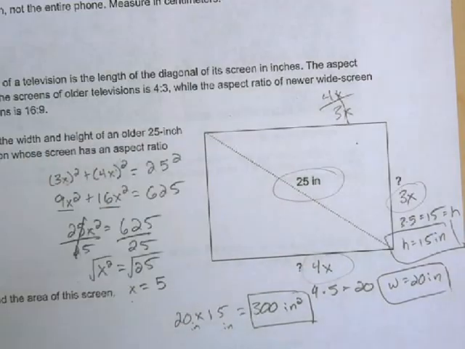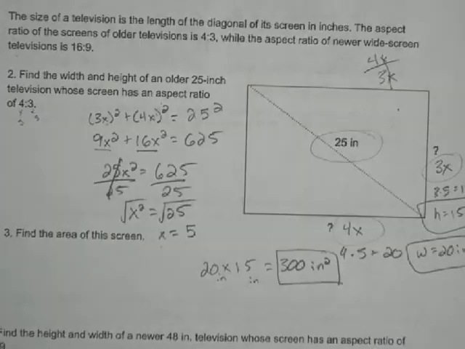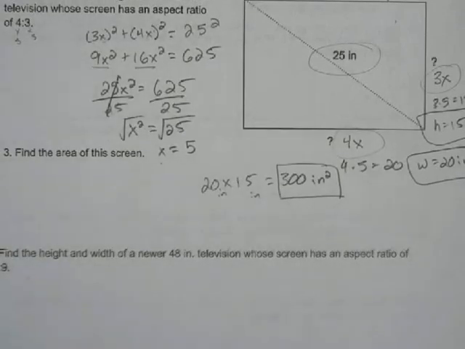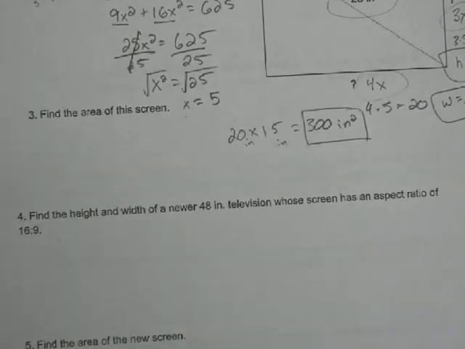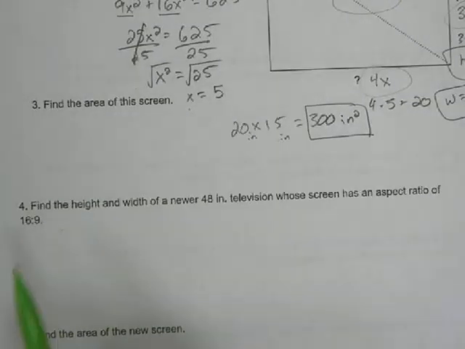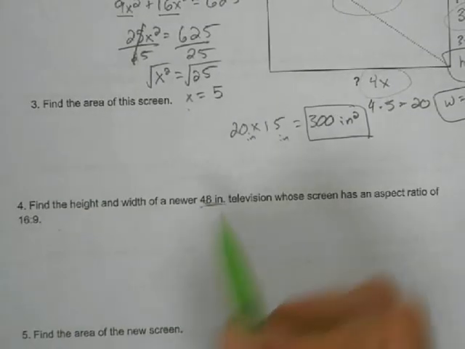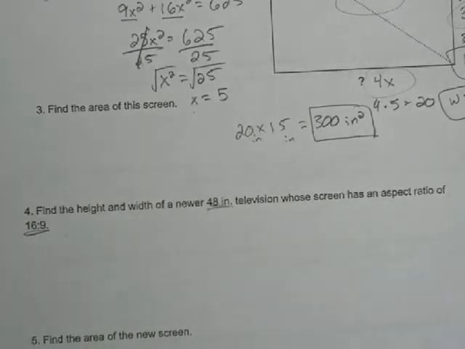So I'm going to show you the other way of doing this, and then we'll look at the percent part. So find the height and the width of a newer 48-inch television whose screen has an aspect ratio of 16 to 9. So 48-inch TV, 16 to 9. The other way to do it is to set up a proportion, which is what most of the unit has been about, right?